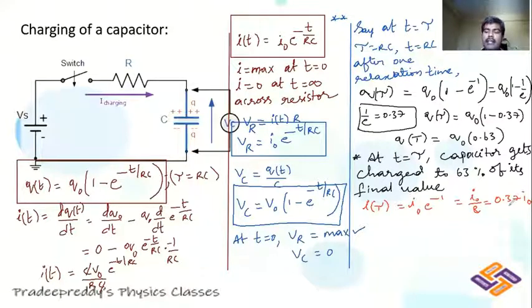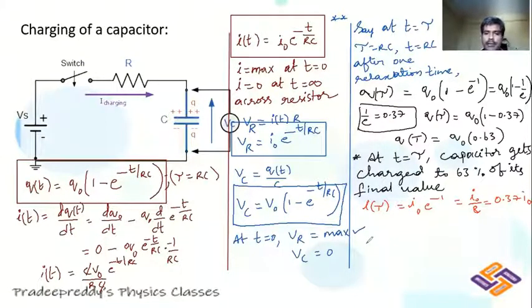That means 37% remained in the final current. The final current in this circuit will be 0.37 I naught. That means it is decreased to a value of 37% of the maximum current in the circuit. That is I of t.